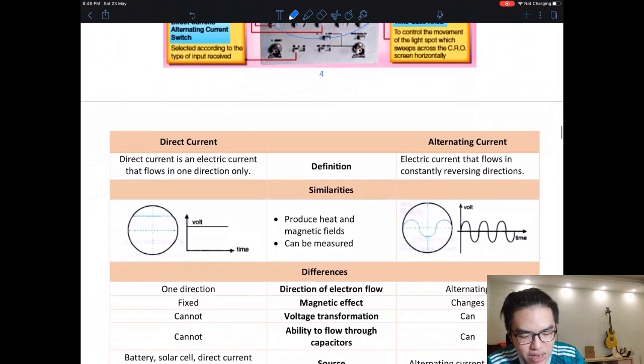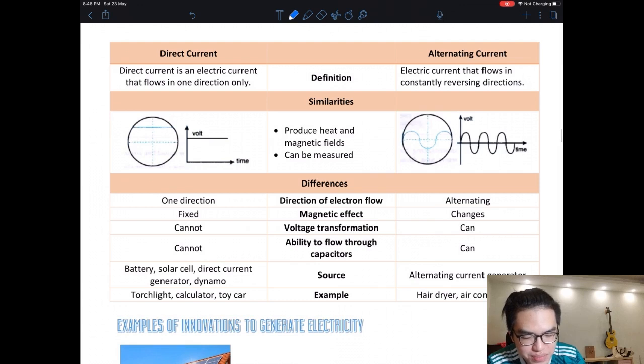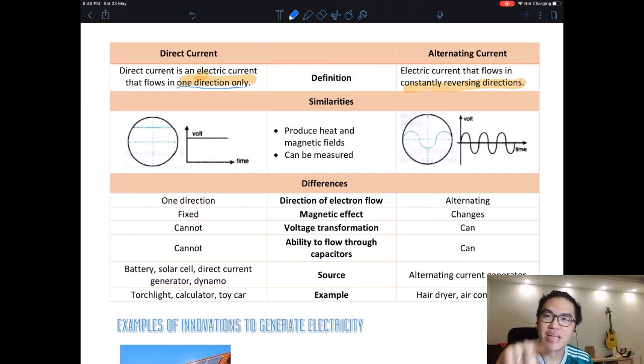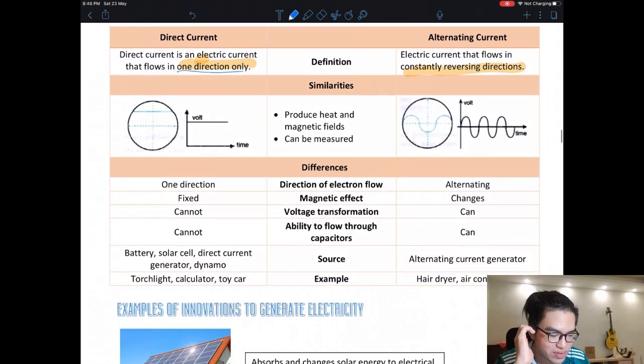DC flows in one direction only, but AC is constantly reversing direction. It means AC is moving in and out like that, while DC is only like that. A battery is only from positive to negative. For AC, there's no positive and negative. Both can be. So let's look at the graph.